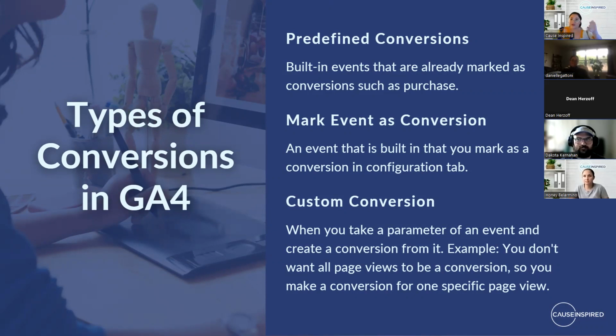So earlier when I was looking in the event section, you can see that there's the ability to toggle on an event that you like, that's solid, it's working well, and you can just say, hey, this is a conversion. So a good example of that is if you want every file download to count as a conversion, you can just toggle on that event as a conversion. We'll review that here in a second.